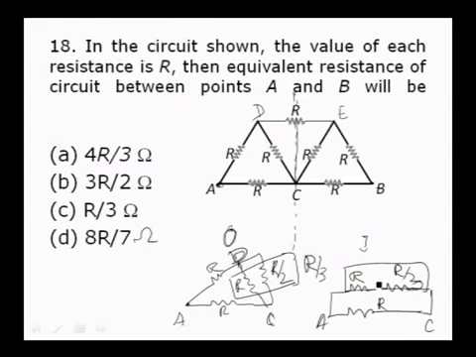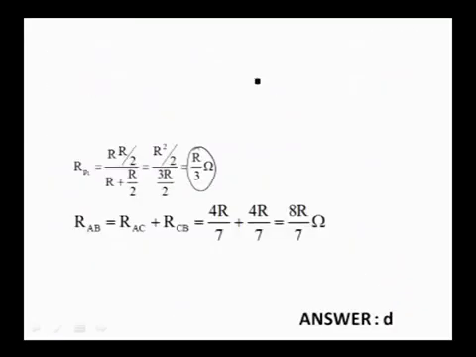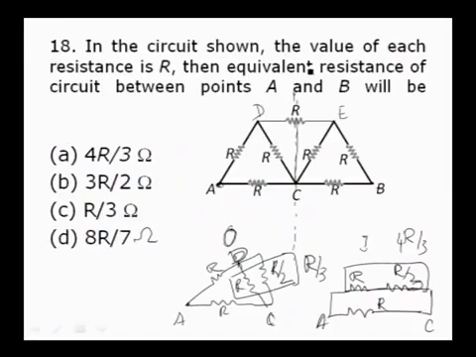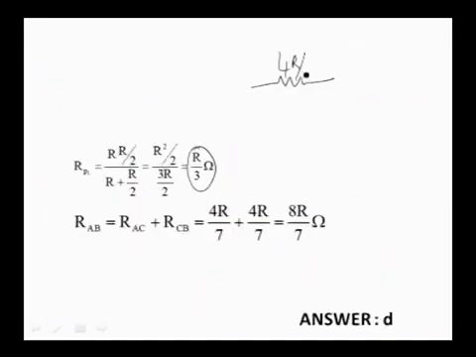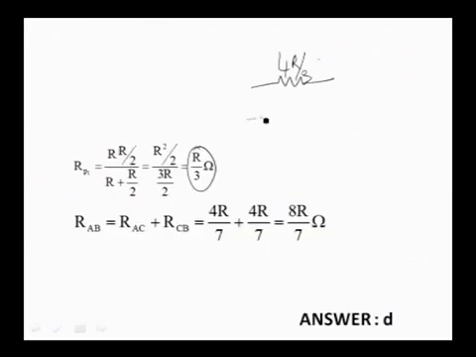Finally we are getting 4R by 3 effective resistance. 4R by 3 is parallel with R. Now I will go for the calculation here. This is 4R by 3 and this is R. Now we are going to calculate the effective resistance.